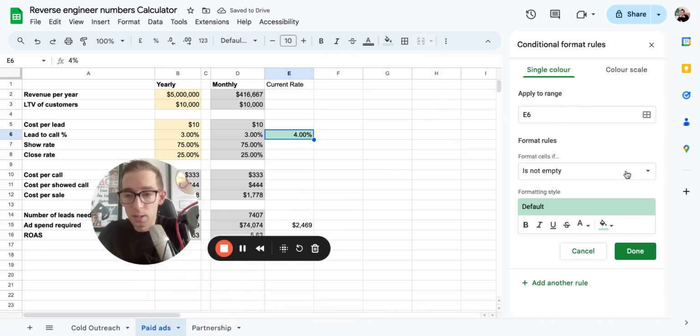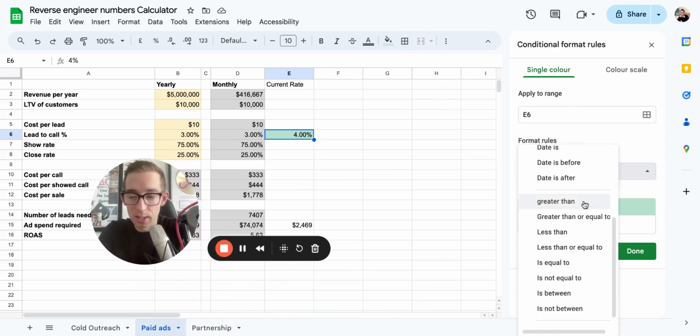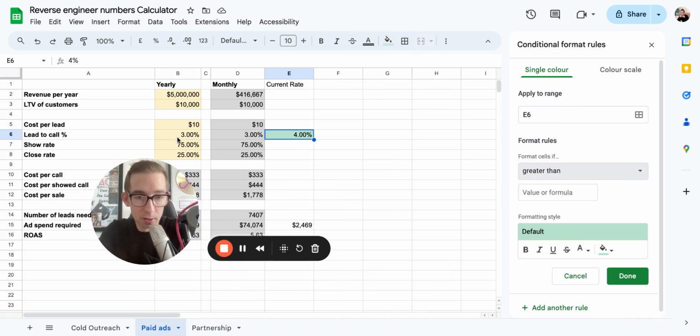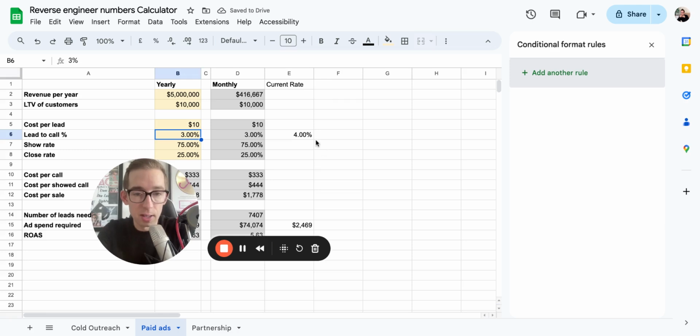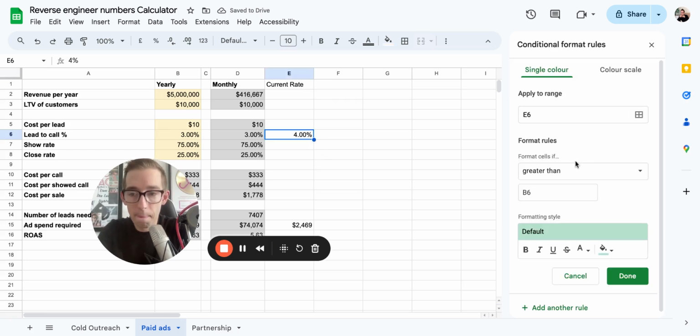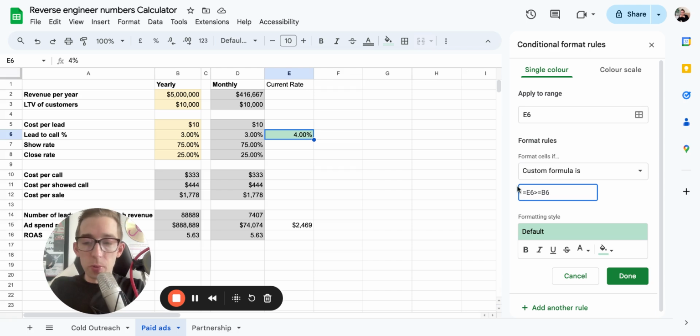And then we say format if the cell is greater than what's in the target one, right? Then it's green. So we'll just put in B6. So for example, here you can just put a custom formula that says E6, so the current rate. If that is greater than B6, whichever is in here, then make that green.